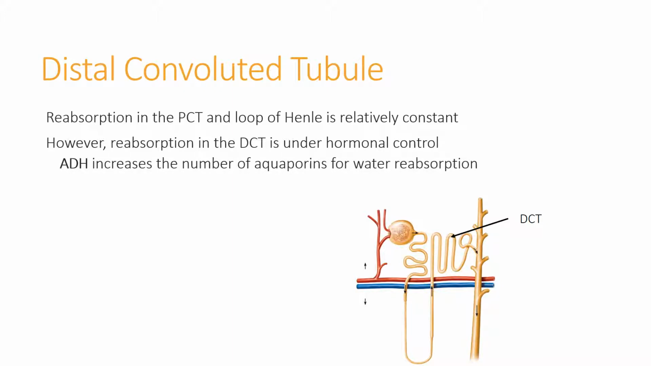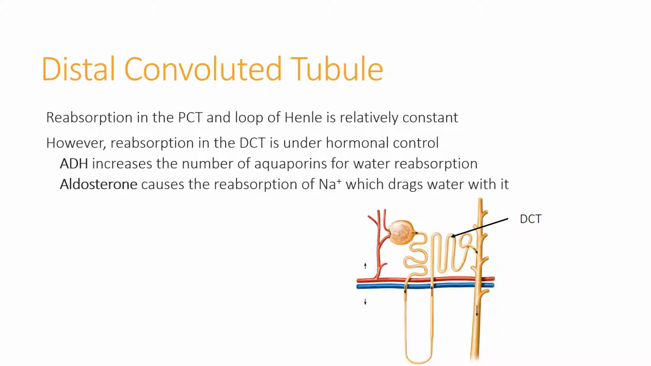If ADH is traveling through the bloodstream, it increases the number of aquaporins, which increases water retention in the body. If aldosterone is available in the bloodstream, it causes additional sodium to be reabsorbed in the distal convoluted tubule. That reabsorption of sodium drags water along with it and further increases blood volume and blood pressure.